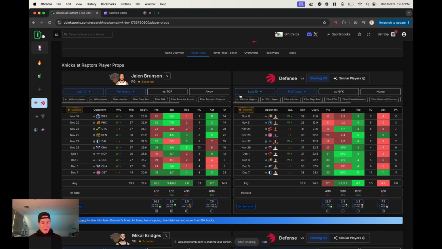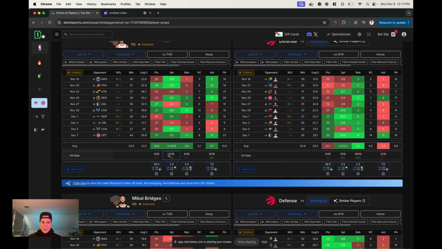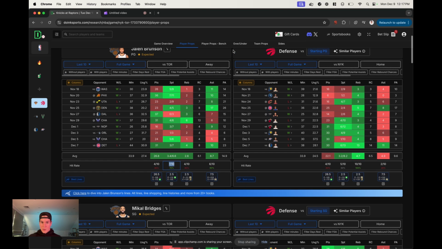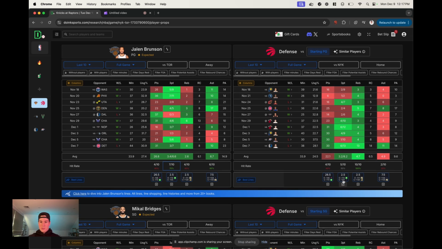So at first glance, I'm not really seeing anything that's super interesting. I kind of like to look at the hit rates because it's a quick assessment of how this player has done against their current lines. And the only one that's kind of exciting is this 3-point here at 7 out of 10. Looking at the defense side, however, the past point guards against the Raptors defense when it comes to 2.5 3-pointers have only hit that 5 out of the last 10 times, so definitely worth noting.